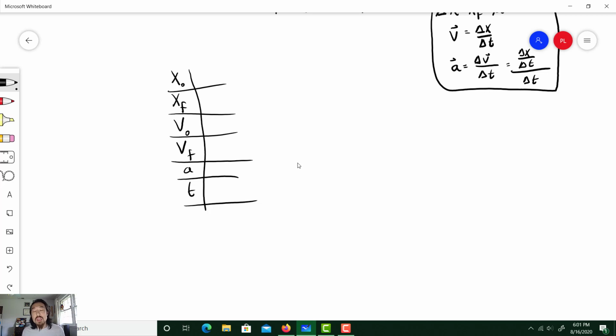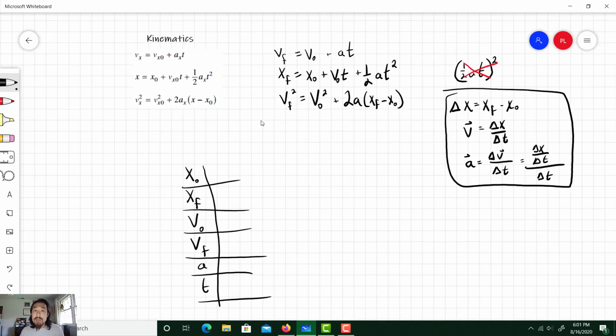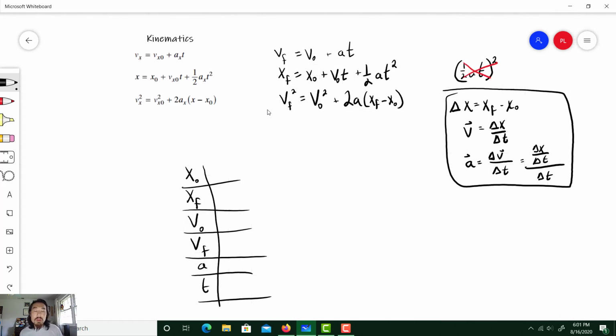Now, with this strategy, it really helps because we have three equations, right? So let's go back to these three equations. We have these three equations, and you just might be wondering to yourself, when do I use which equation? Because, like, you know, it could be any one of those three. But trust me when I say, if you come up with this table, it really helps when it comes to the problem-solving aspect of the kinematics portion.